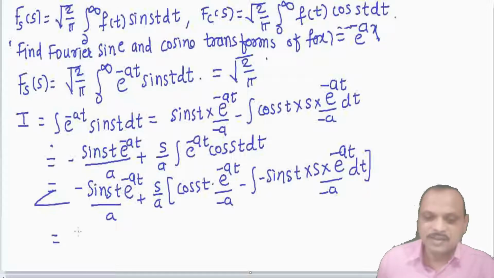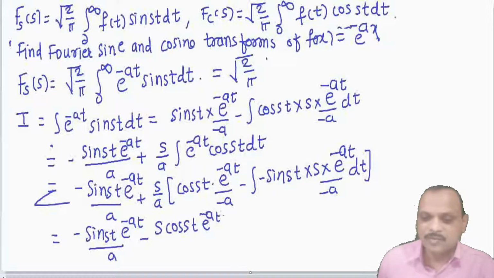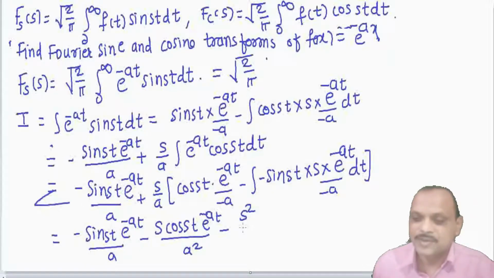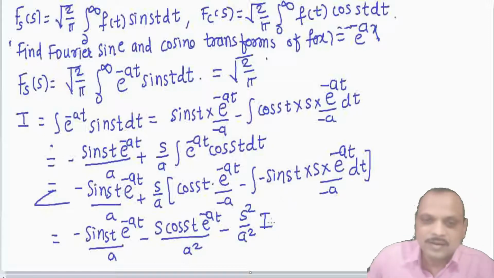Sine st e raised to minus at divided by a, minus s into cos st e raised to minus at divided by a square, minus s square divided by a square into integration of the same integral. This is my I. Okay, so I will get I. Here I have got this I, therefore, we write I to this side.